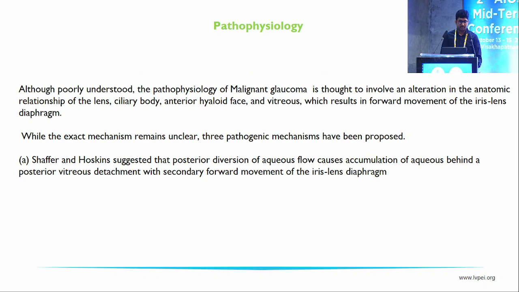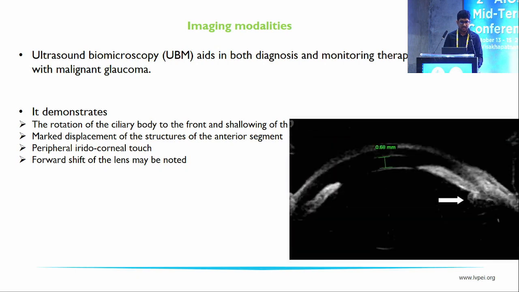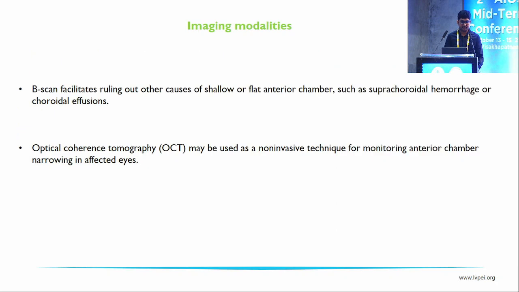Coming to the pathophysiology, although poorly understood, it involves an alteration in the anatomical relationship of the lens, ciliary body, anterior hyaloid face and vitreous, which results in forward movement of the iris lens diaphragm. UBM helps in both diagnosis and monitoring the therapeutic response in eyes with malignant glaucoma. It demonstrates rotation of the ciliary body, marked displacement of structures of the anterior segment, peripheral iridocorneal touch, and forward shift of the lens. B-scan may be used to rule out other causes of flat anterior chamber such as suprachoroidal hemorrhage or choroidal effusions. OCT may be used as a non-invasive technique for monitoring anterior chamber narrowing in the affected eyes.